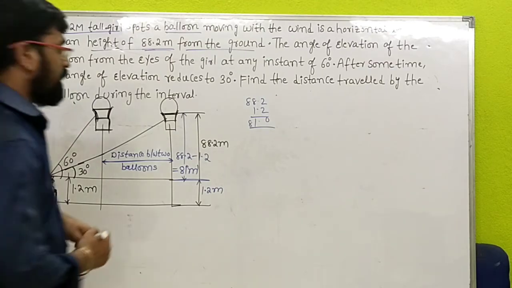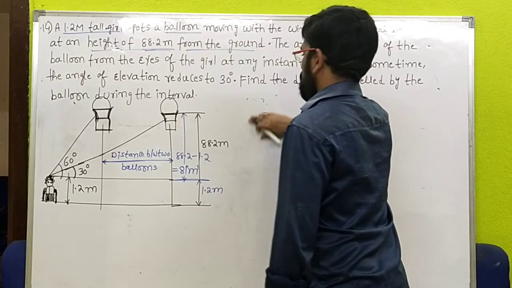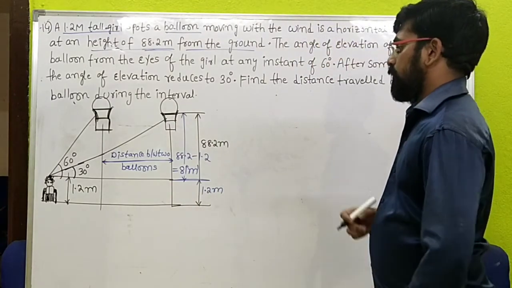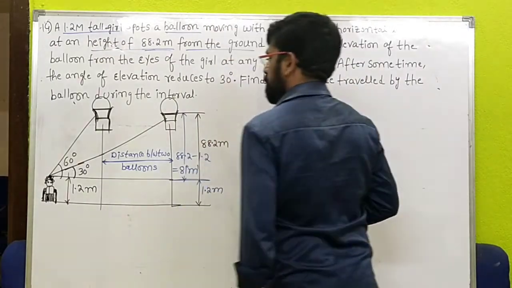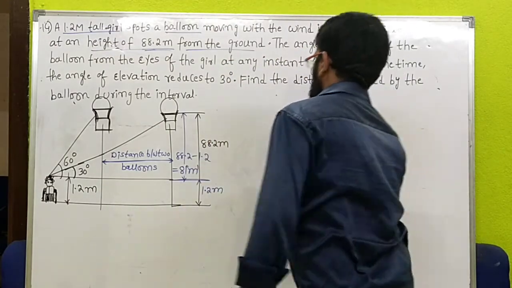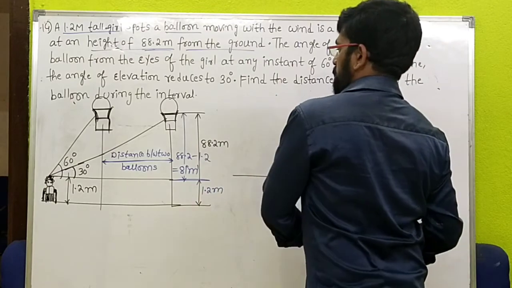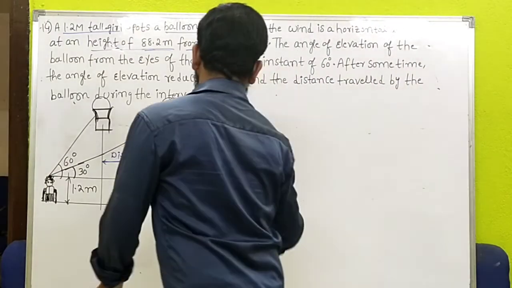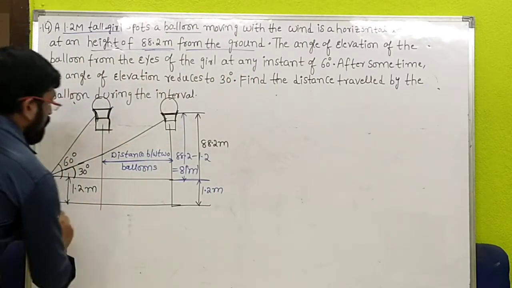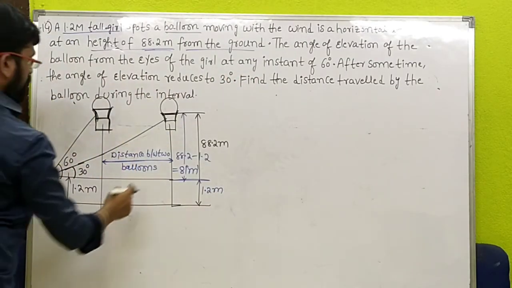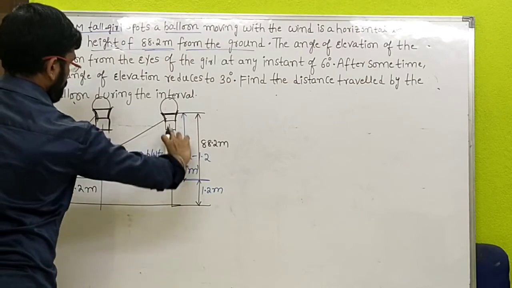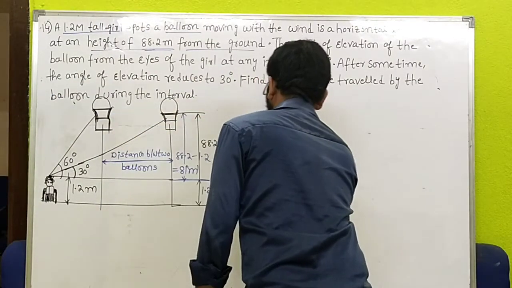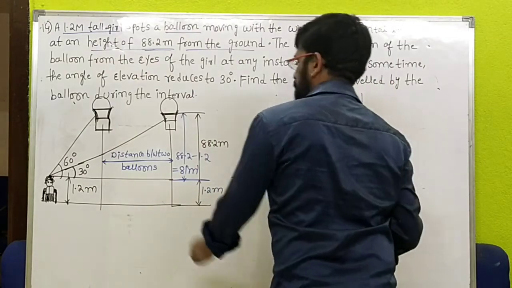So, are you ready? Now we want the distance of this, so I am drawing two triangles here. Let's write the height of the building. Now let us draw another triangle here, and then you will come to know.